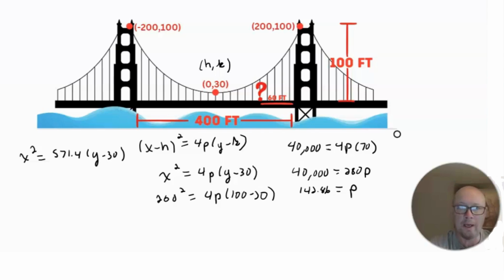All right, so what we're trying to find here is the length of the vertical height of that cable that's 60 feet from one of the uprights. I know that that point there is going to be 60 feet from the edge. So the x-coordinate of this is going to be 140, and we are trying to find the y-coordinate. So I'm going to sub in 140 for x, and I'm going to solve for y here.